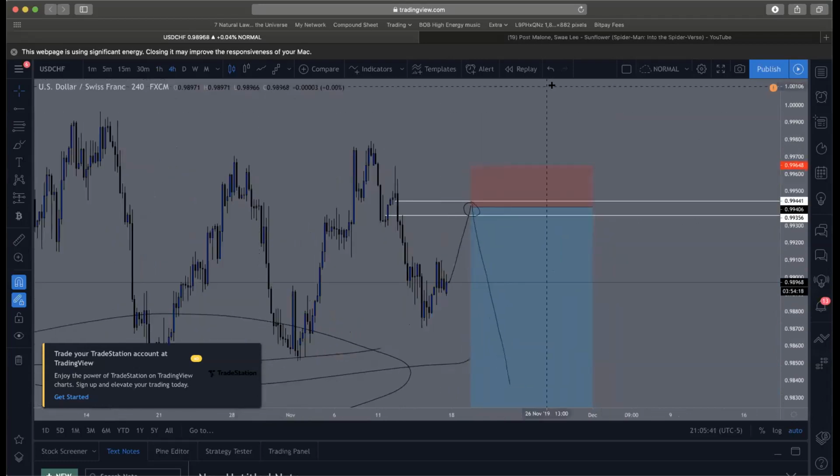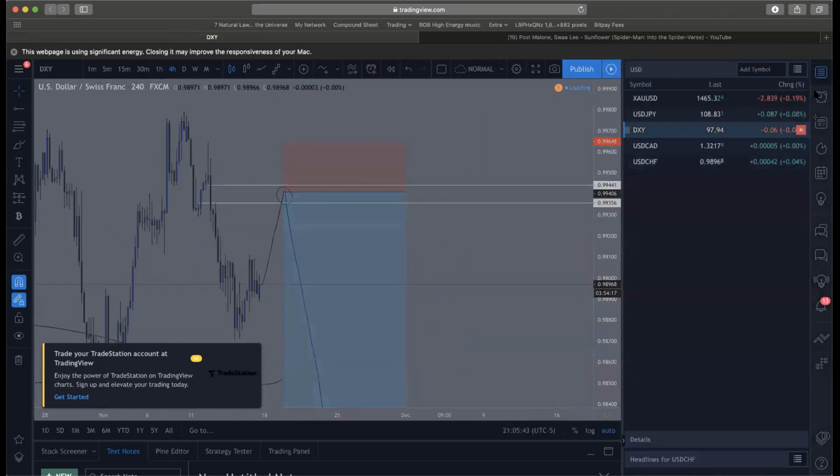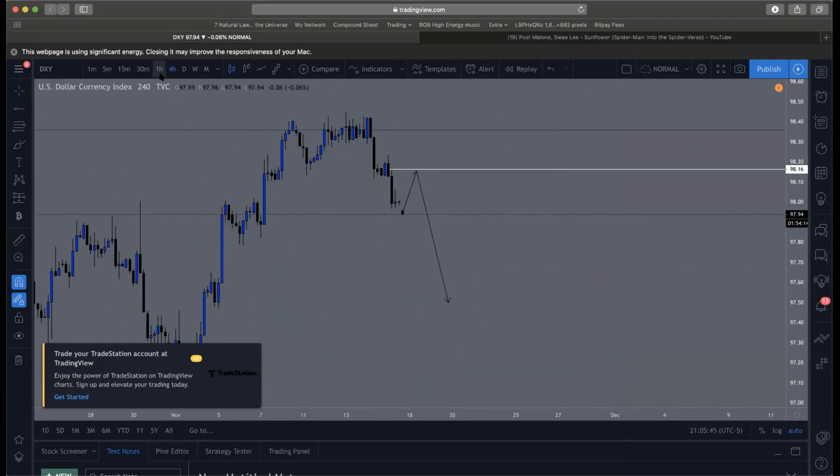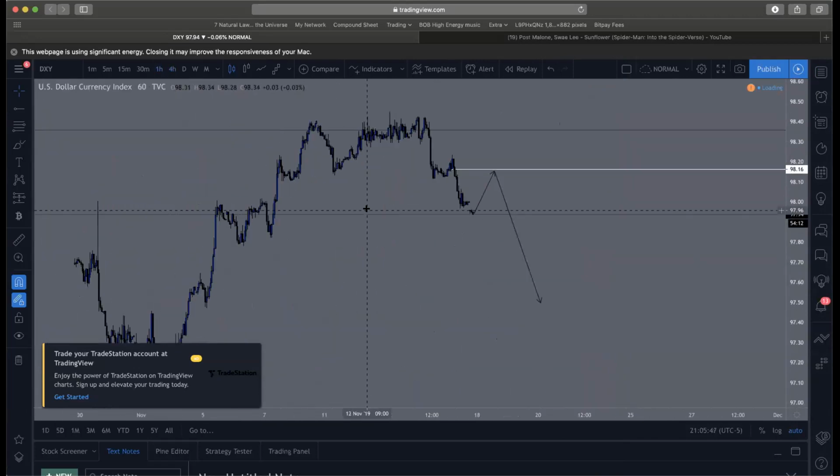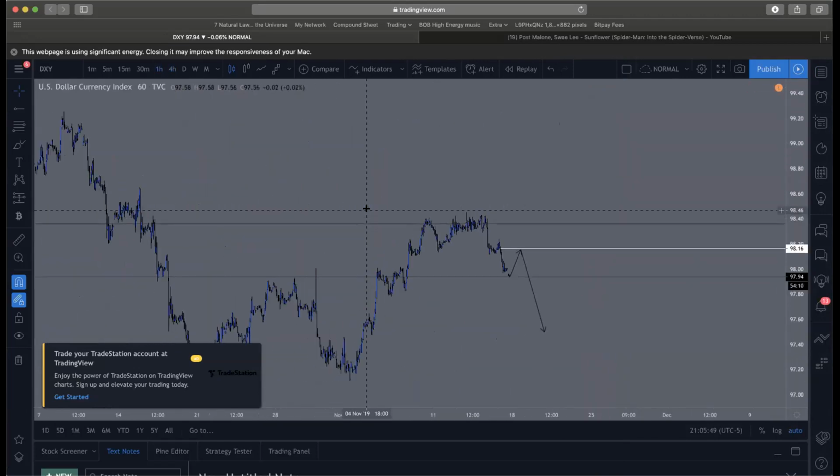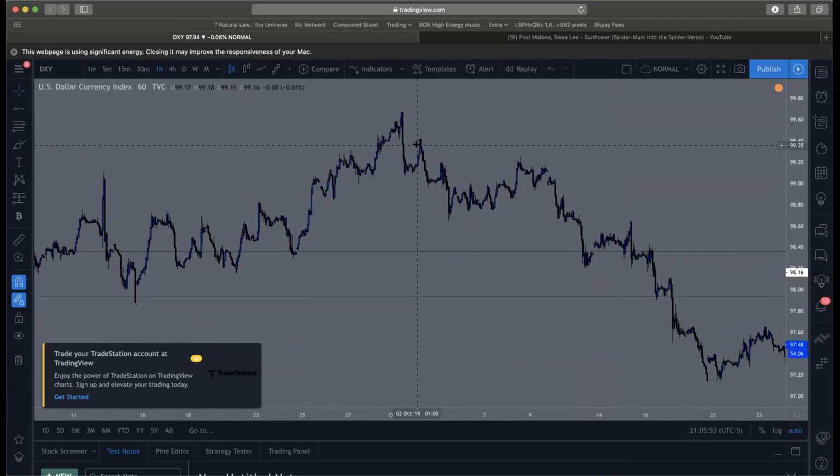I like that move for sure. DXY, I do like that move, it could possibly sell off there. Long term though, I do see it going up possibly to go fill in the 99 area. There is an imbalance. There's a gap on the daily time frame. You'll see it.